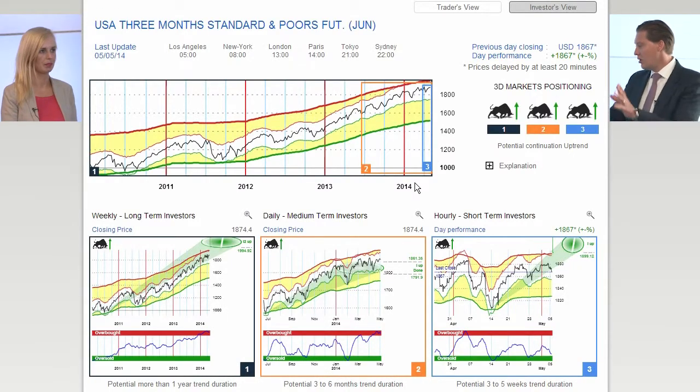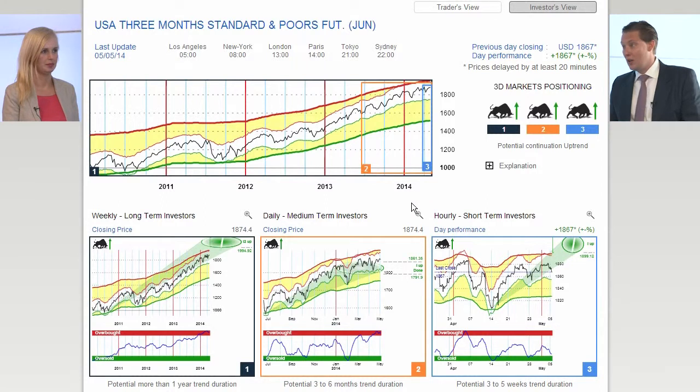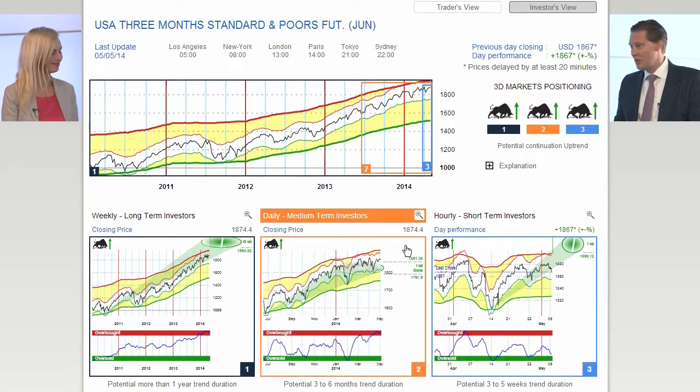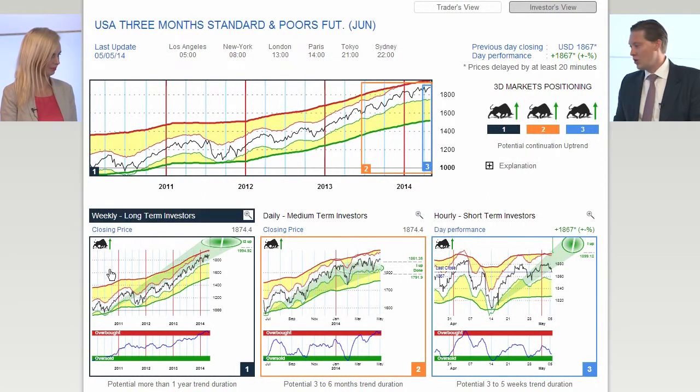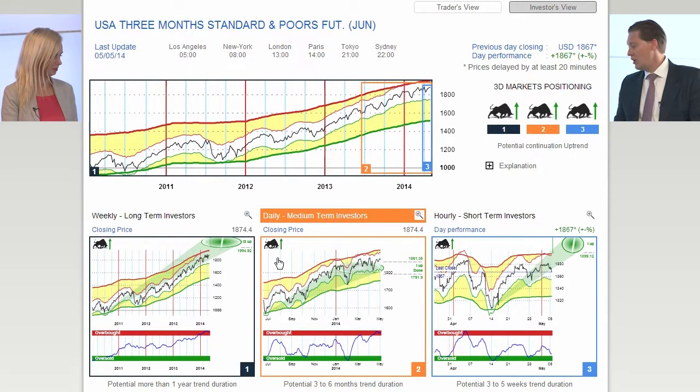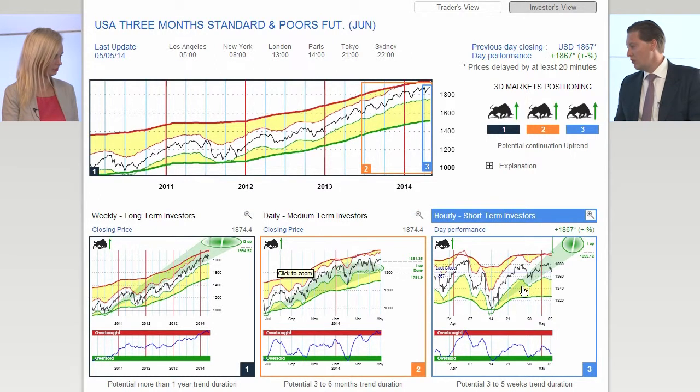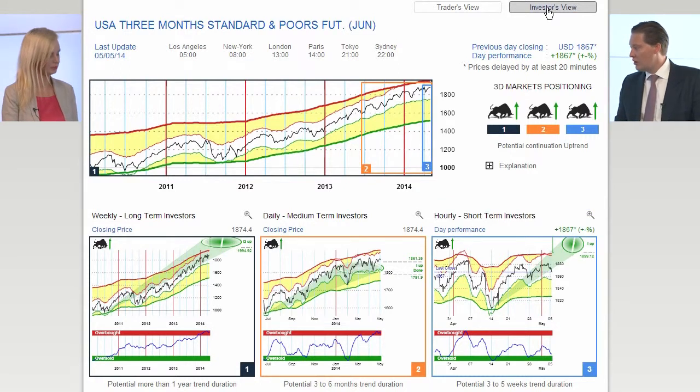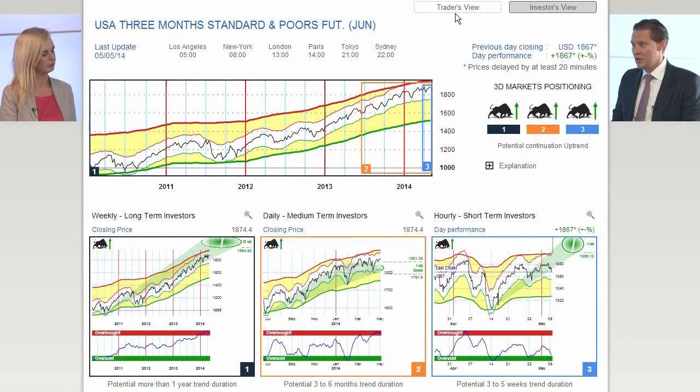We present all our charts in 3D, meaning over 3 investment horizons. So here you have a long-term weekly chart, a medium-term daily chart, and a short-term hourly chart. This is for an investor's view, so it's rather longer term. We also have a trader's view with higher frequencies, but let's focus on the investor's view as of today.